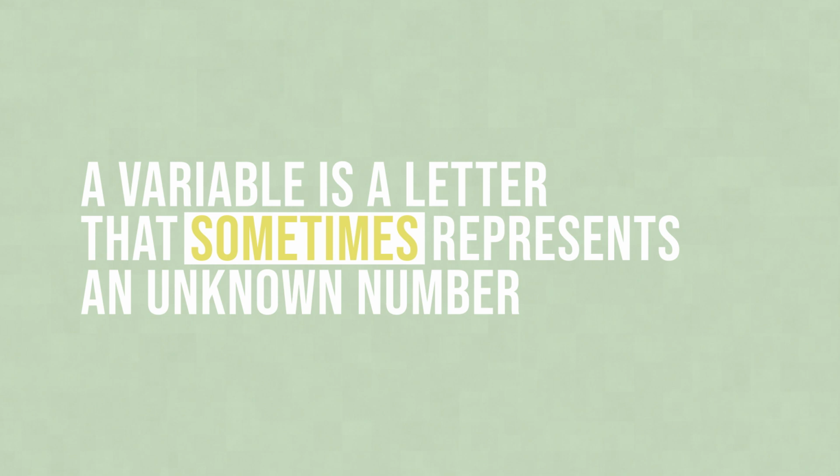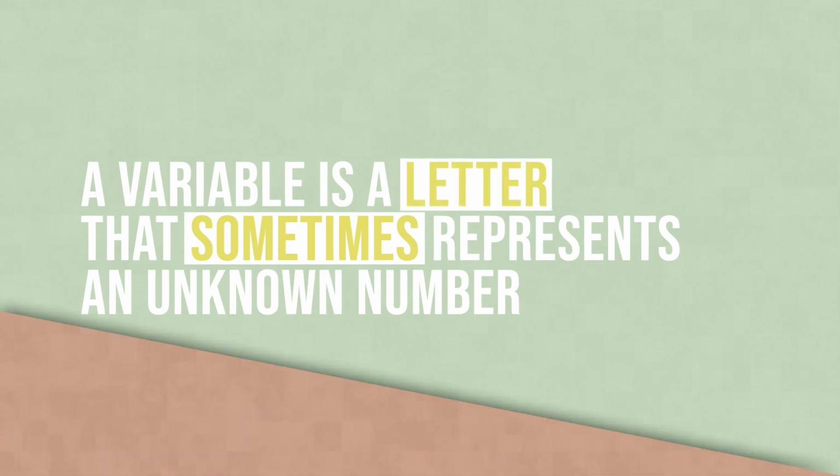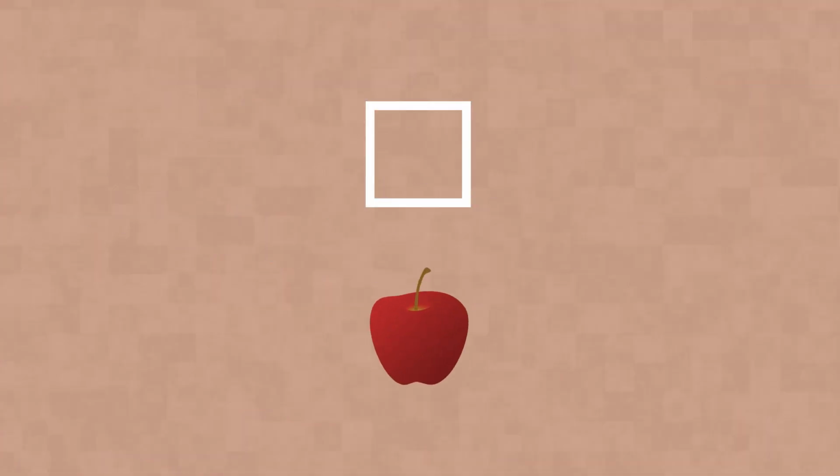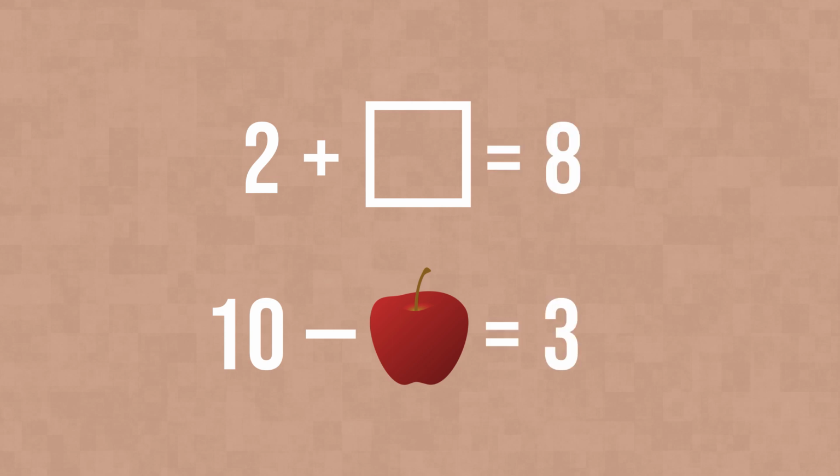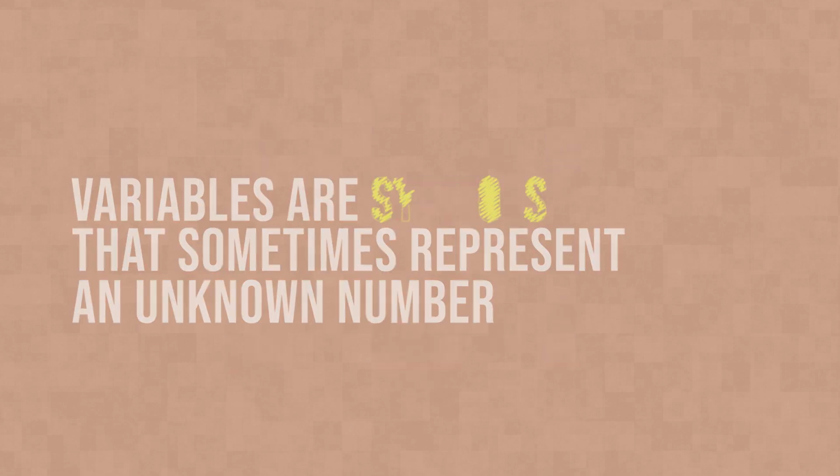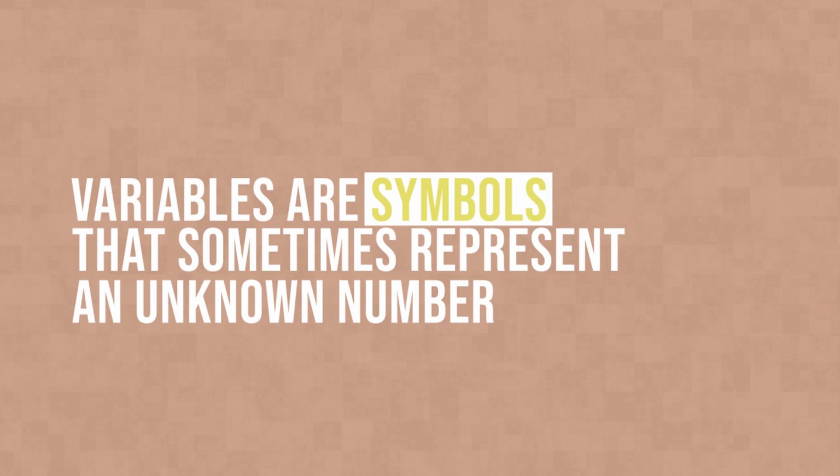Well, not exactly. We should also note that not all variables are even letters. They can be other symbols too. Many students have seen these sort of variables since first grade. They just weren't always letters. So maybe we should define variables as symbols that sometimes represent an unknown number. It's getting better, but we're still not there yet.